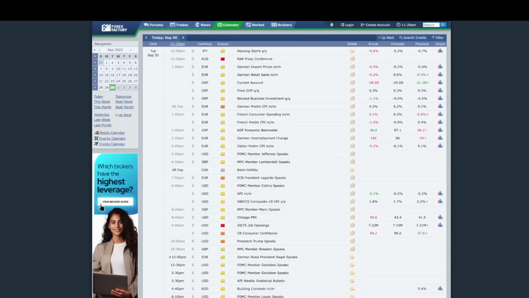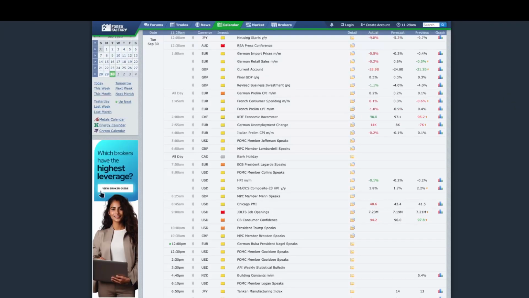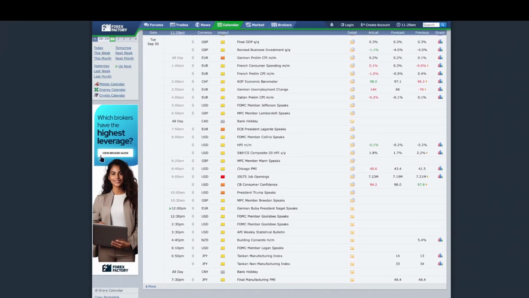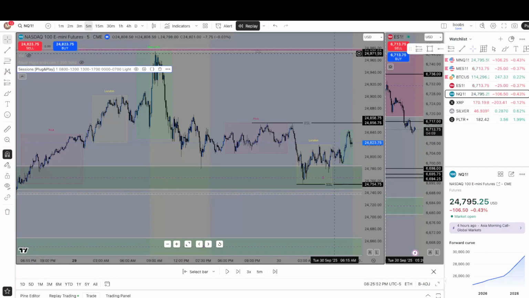We can look at what we had. Let's go to the calendar. Today we had a bunch of yellow folder news: FOMC member Jefferson speaks, MPC, that's GBP, and FOMC member Collins speaks. Those we don't really worry about, but what we did have was the 9 a.m. CB Consumer Confidence and the red folder 9 a.m. JOLTS job openings. And then at 10 we had Trump speaking. Normally I will not trade when Trump is speaking, but Trump did speak till 10, so I figured maybe I can get a setup between 8:30 and 9:30. Well, I did. We're going to go into what happened with that.